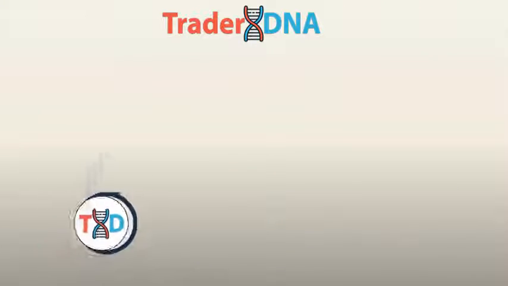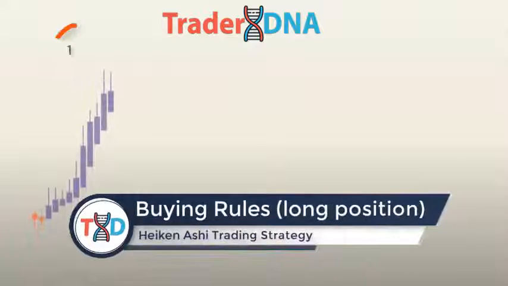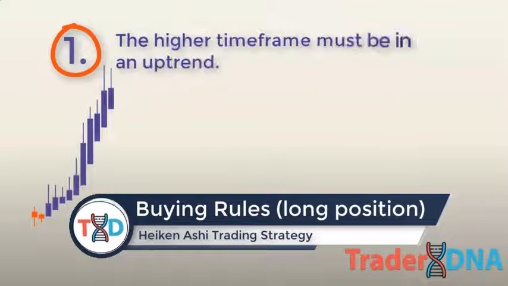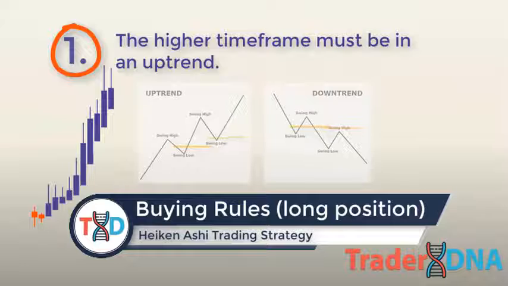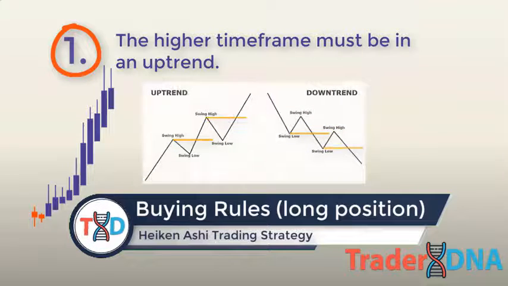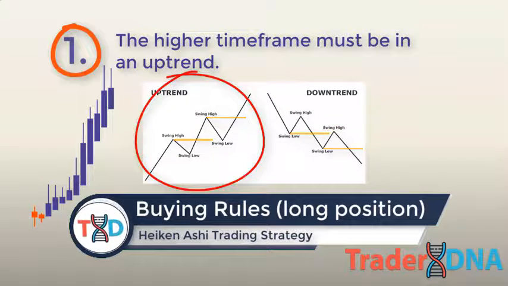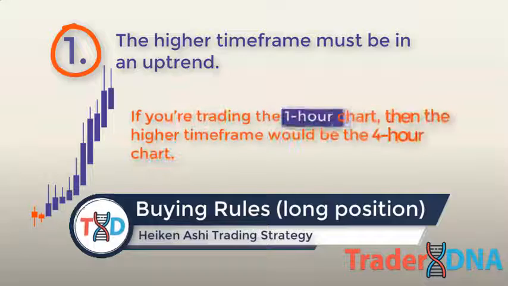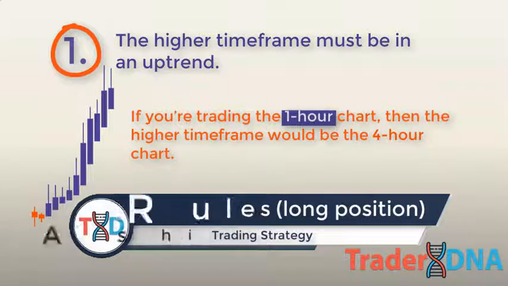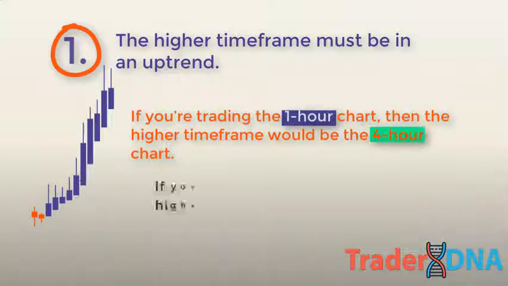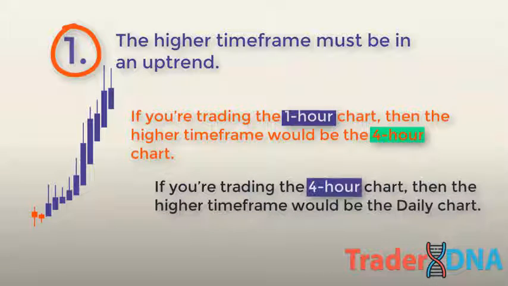Buying rules for a long position. Criteria number 1. The higher time frame must be in an uptrend. What this means is that the higher time frame has to be making higher highs and higher lows. If you're trading the 1-hour chart, then the higher time frame would be the 4-hour chart. And if you're trading the 4-hour chart, then the higher time frame would be the daily chart.